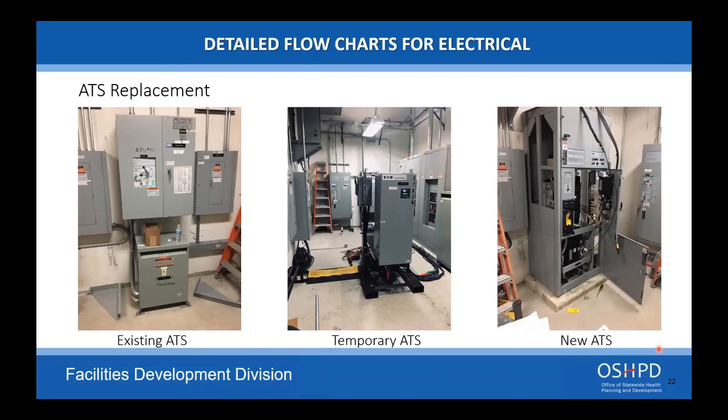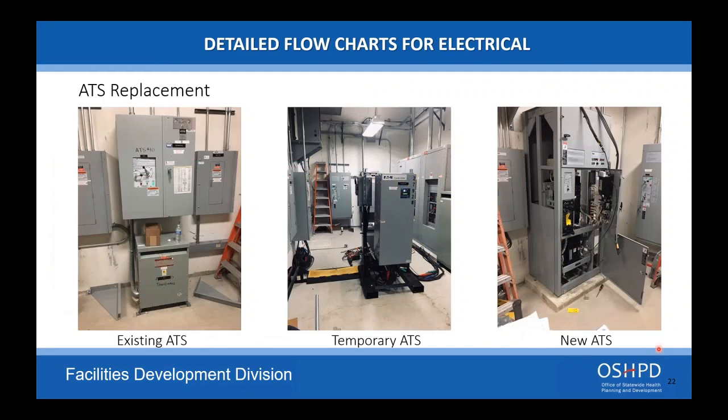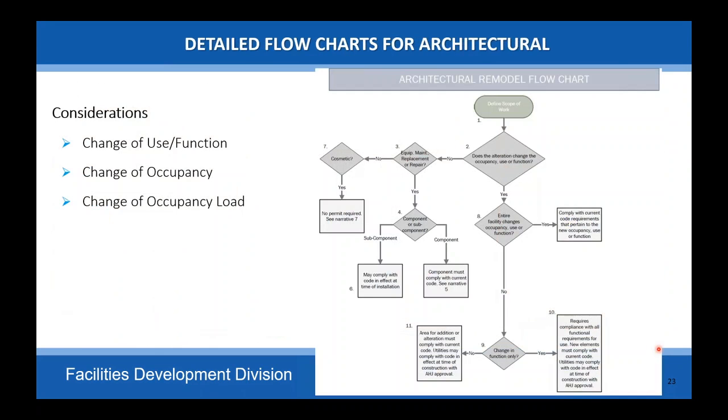While we're on this slide, if you were replacing a generator with a temporary generator, you would go to the temporary equipment CAN to apply those requirements. Okay, so let's look at the architectural flow chart. It is new to the CAN, and I want to walk through it in a little more detail.